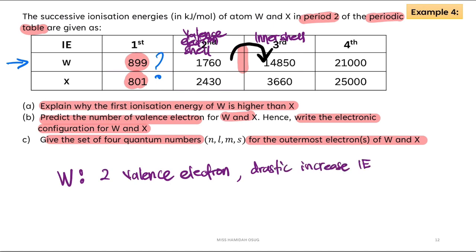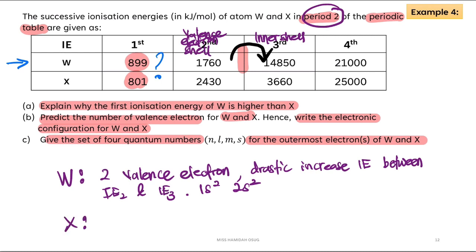The drastic increase in ionization energy happens between the second and the third ionization energy, and therefore we can conclude the electronic configuration because you are given the period. So the electronic configuration for W is 1s2 2s2.